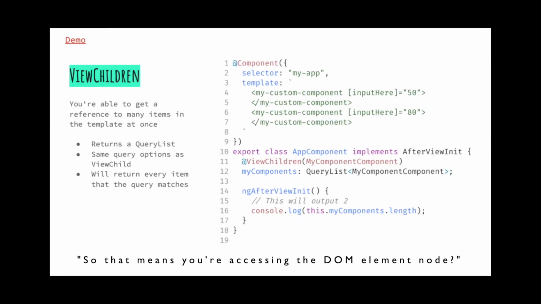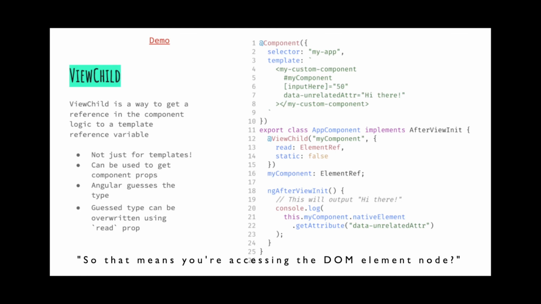So that means you're accessing the DOM element node? Yes. So not the controller. Exactly. So I'm not accessing the class instance. Right. Yeah, exactly. So what's nice here is that we're able to access both the instances on the DOM and within the class itself.